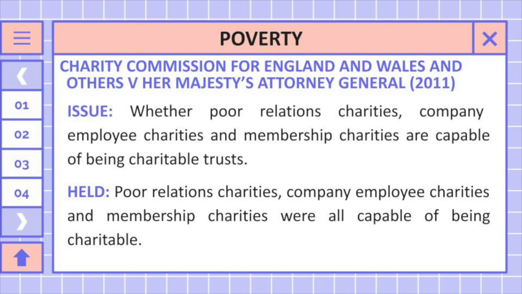Charitable trusts can also be created for poverty. The case is Charity Commission for England and Wales and others versus Her Majesty's Attorney General. The issue is whether the poor relation charities, company employee charities and membership charities are capable of being charitable trusts and whether they satisfy the public benefit test. The court in this case held that poor relations charities, company employee charities and membership charities were all capable of being charitable. The Upper Tribunal has confirmed in its decision that trusts for the relief of poverty among a restricted pool of beneficiaries defined by a relationship to an individual or an employer or membership of an unincorporated association can satisfy the public benefit test and are capable of being charitable.